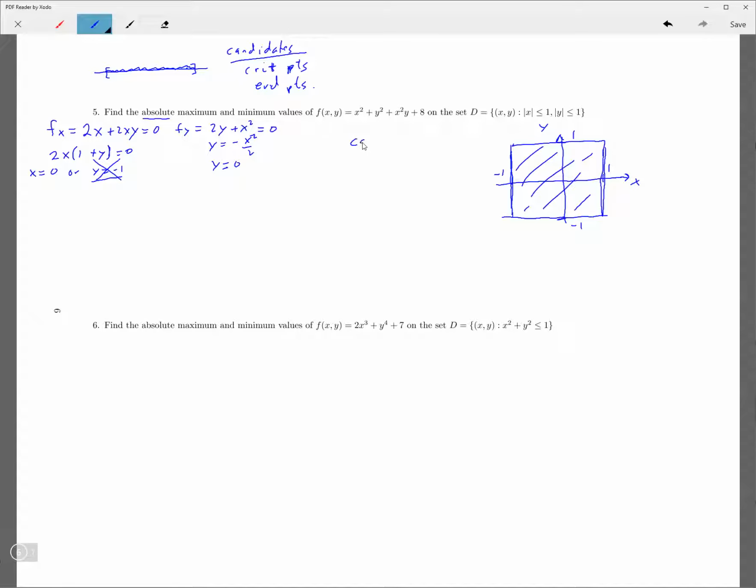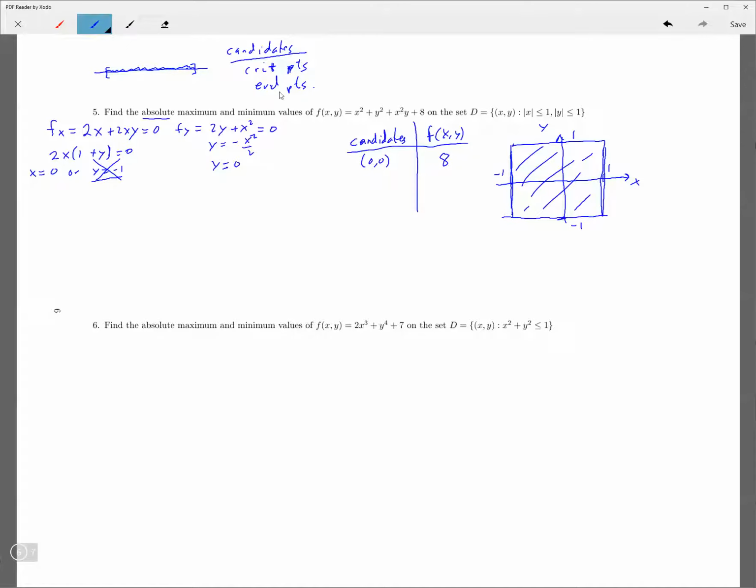Okay, so let's come up with candidates. And there's 0, 0, and f of x, y for each of those candidates. And if you plug in the 0, 0 into here, you get 8. Okay, so 8 is a candidate for absolute maximum or absolute minimum on this region.